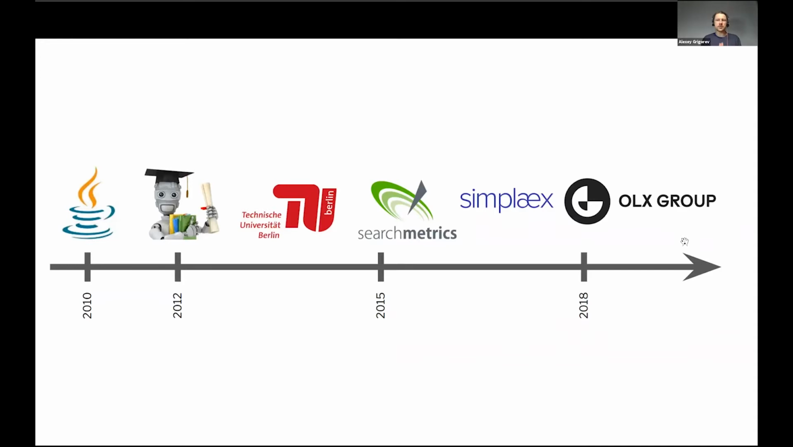I work now as a principal data scientist at OLX Group, but I started my career as a Java developer. Ten years ago, I graduated from my studies and then I joined a company as a Java developer. I worked as a Java developer for a couple of years until at some point I came across a course from Coursera called Machine Learning. And that course changed my life. I understood that this is the thing I want to do.